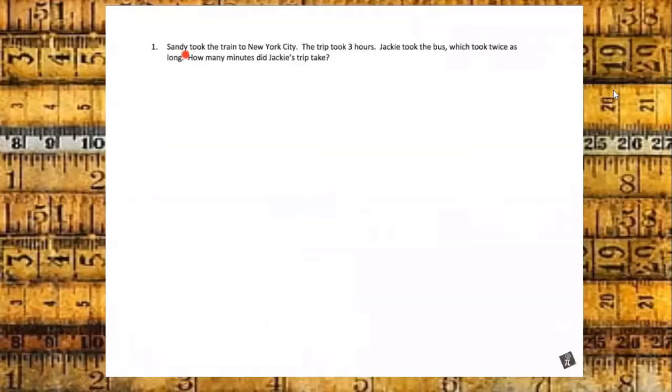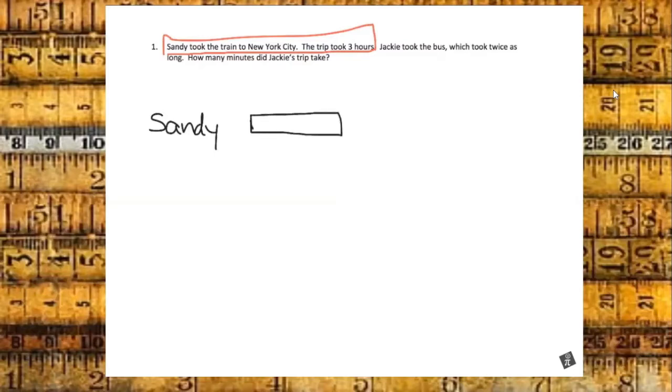Here it says that Sandy took the train to New York City and the trip took 3 hours. Jackie took the bus, which took twice as long. How many minutes did Jackie's trip take? Let's go back and read. Sandy took the train and the trip took 3 hours. So let's draw Sandy's trip. Her trip took 3 hours, so I'm going to draw a block and have that block represent 3 hours.